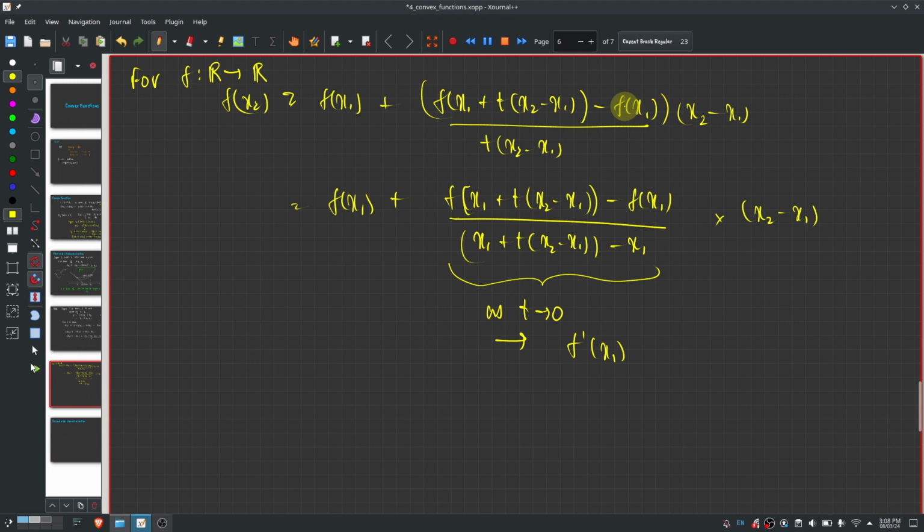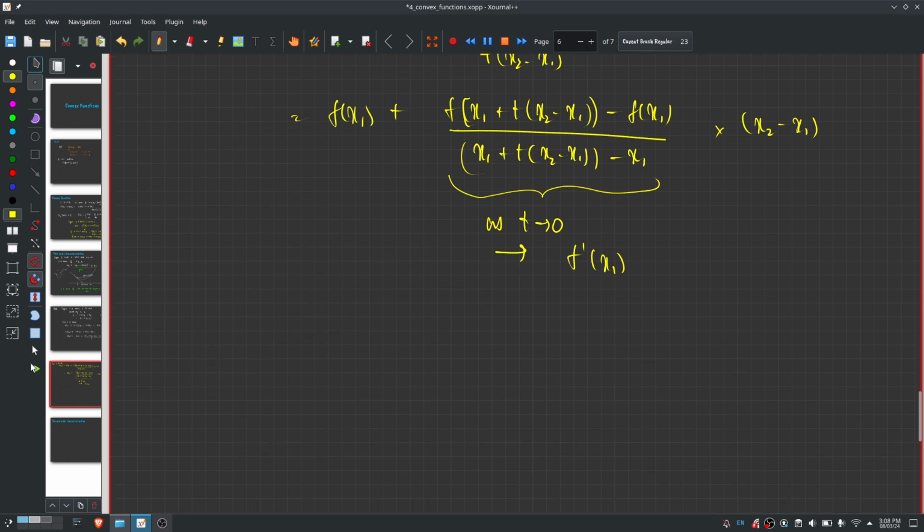So let's go back to the definition of the gradient. How did we define the gradient? The gradient was any vector which satisfied the following property.